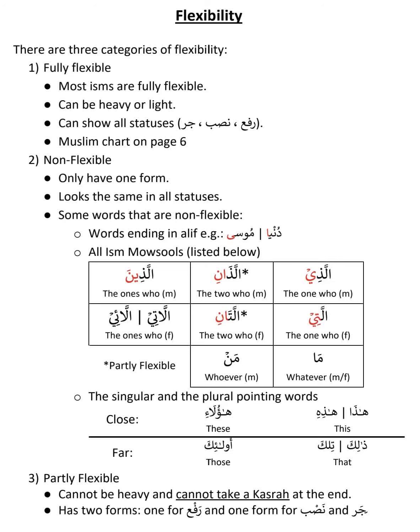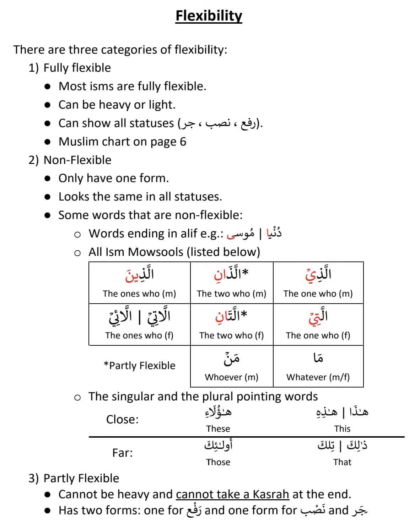For example, we learned the Muslim chart. Can you remember? Muslimun is rafa, Musliman is nasab, Muslimin is jar. It's very simple. And also we learned that when it becomes light, we said Muslimu is rafa, Muslima is nasab, Muslimi is jar. Heavy versus light, that also we learned. But the problem is not all the words have this ability. Some words do not have the ability to transform themselves into some status. That's what we're going to learn.